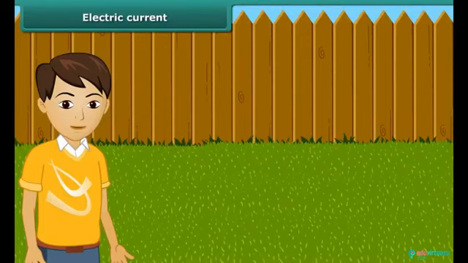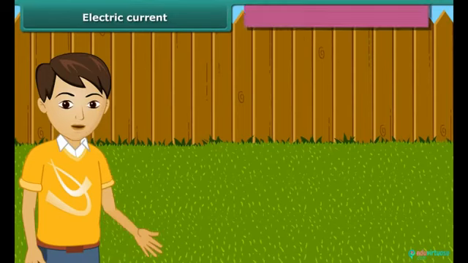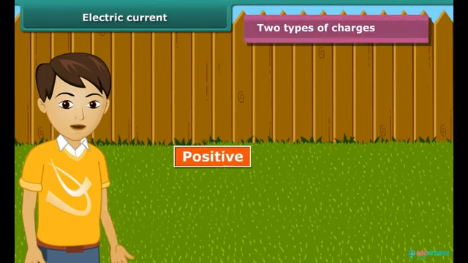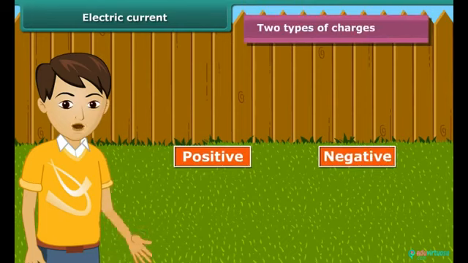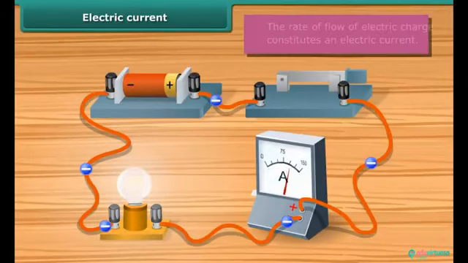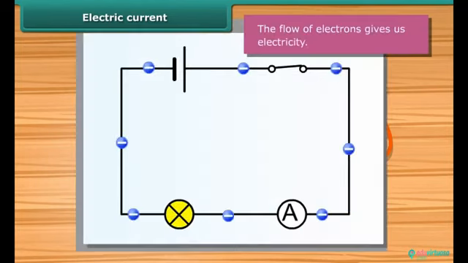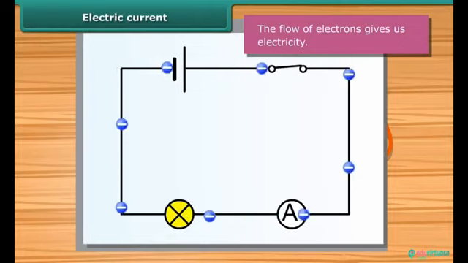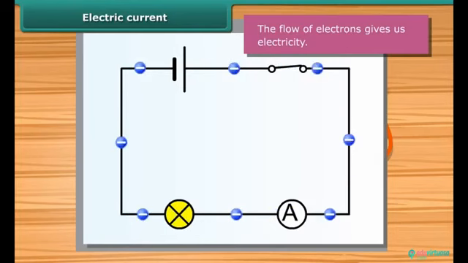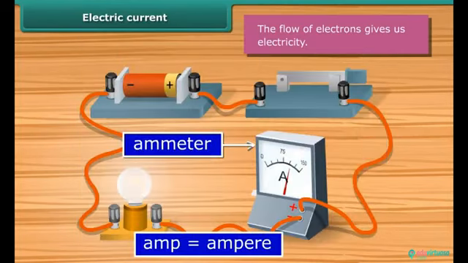We have just studied electric charges and the forces they exert on one another. We have learnt there are two types of charges, positive and negative. When charges transfer from one body to the other, the bodies are said to be charged. The moving or flowing charges produce an electric current. An electric current consists of a movement of negative charges, that is, electrons. The flow of electrons gives us electricity. Electric current is measured by an ammeter.